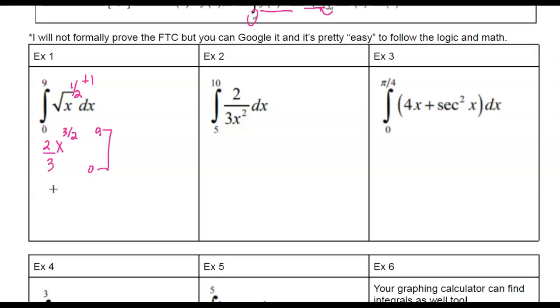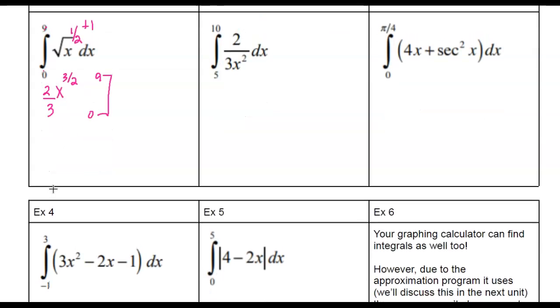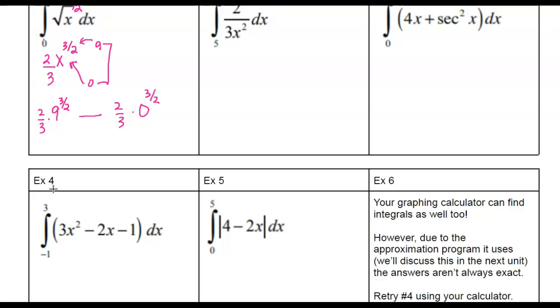So we always put the limits on the right side with that bracket. Then I'm going to substitute 9. So I really do just write 2/3 times 9 to the 3/2 minus, and then we plug in the 0. Some students skip this step. I just think it's good to write it all out just in case you make a minor error. Now, this would be a non-calculator question.